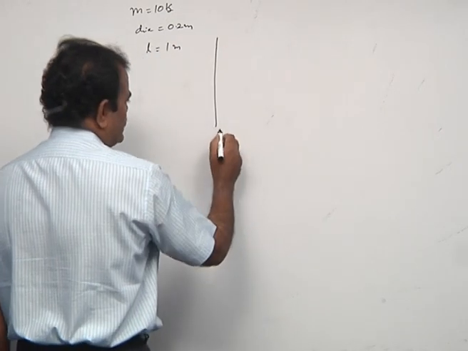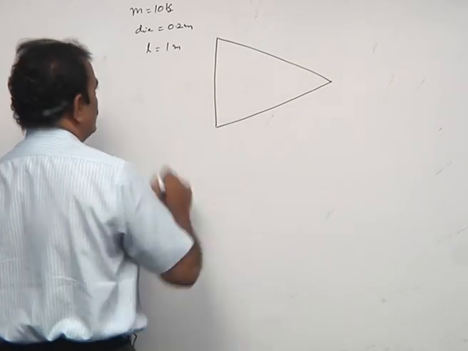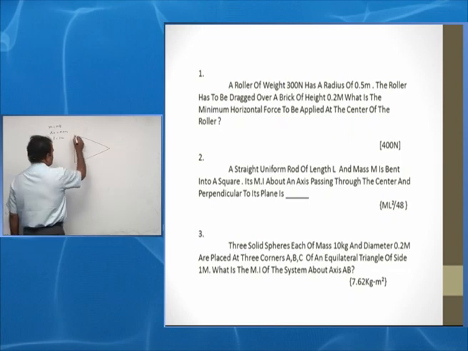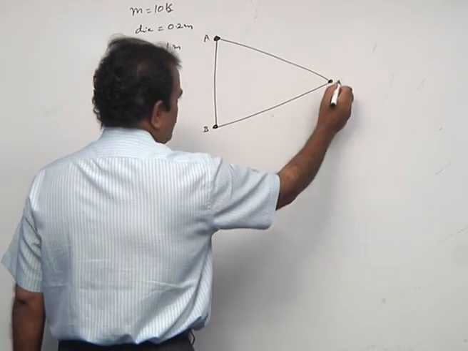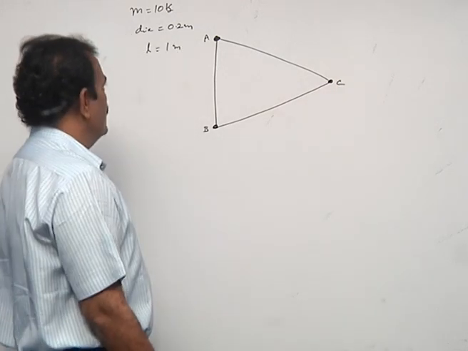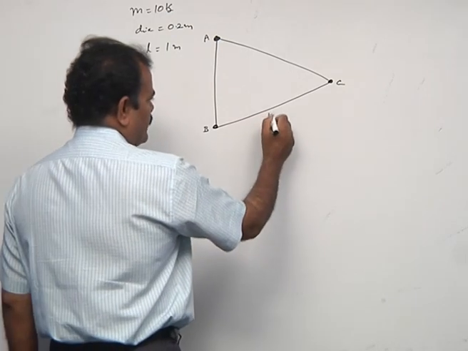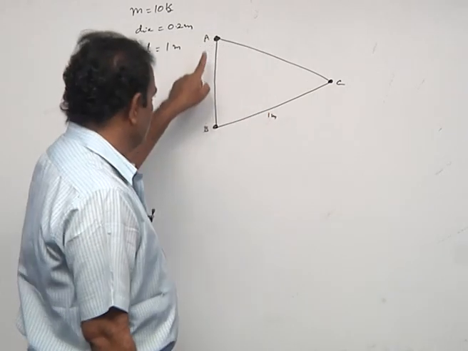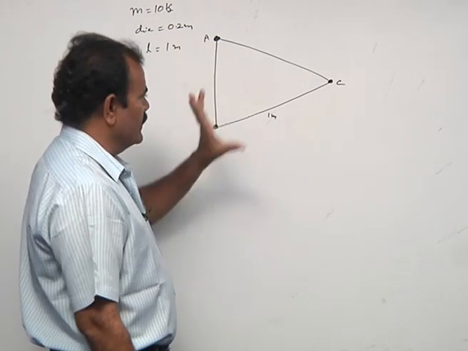So this is the triangle, and here also the 3 solid spheres. That's why it is 3 solid spheres, each of a mass of 10 kg. So one is here, another one is here, and here also. Now it is A, B, and C is here, ABC, and the diameter is 0.2 meter and L is equal to 1 meter. So that's why it is the equilateral triangle, and you are supposed to find out the moment of inertia about that one side, that is nothing but AB. Here the equilateral triangle is taken.